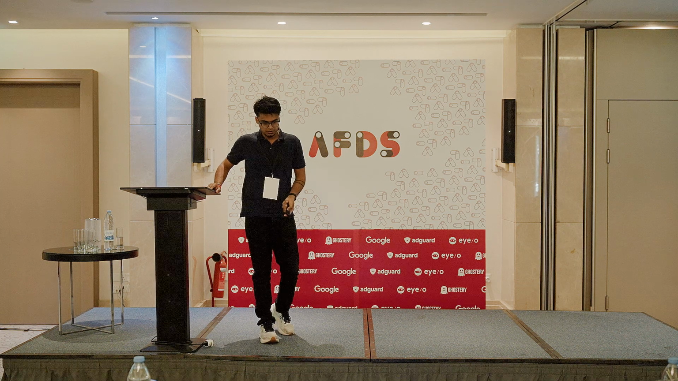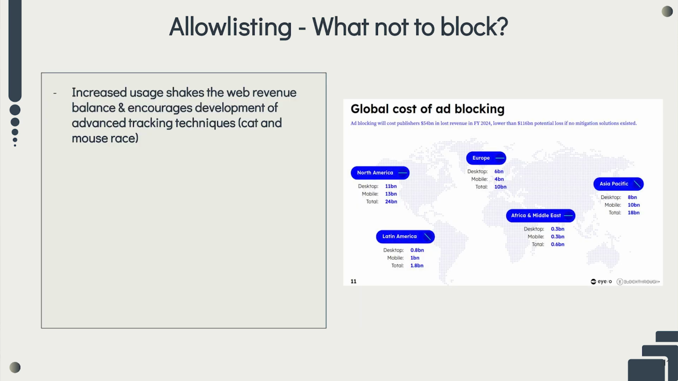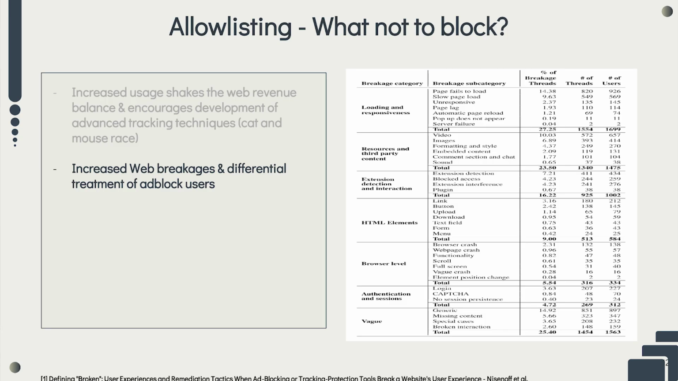But I don't think I want to talk about ad blocking because I think most of the people in this room know better on it than me. But I want to look into allow listing, as in what not to block, or if there exists this holy grail in between which separates what ads can be blocked and what ads should not be blocked.